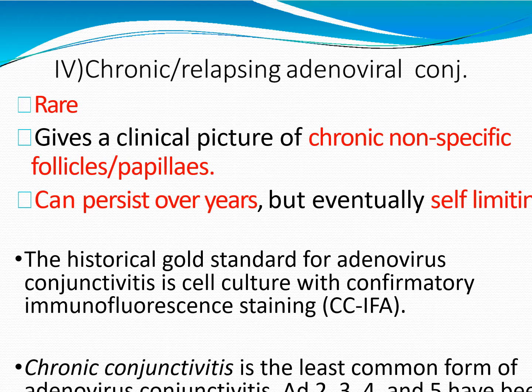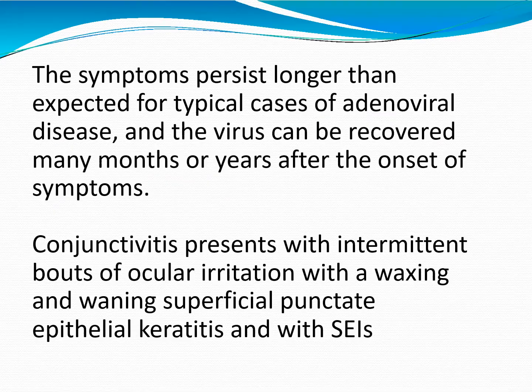The historical gold standard for adenovirus conjunctivitis is cell culture with confirmatory immunofluorescence. These symptoms persist longer than expected for typical cases of adenoviral disease, and the virus can be recovered many months or years after the onset. The conjunctivitis presents with intermittent bouts of ocular irritation with the waxing and waning superficial punctate epithelial keratitis and with subepithelial infiltrates.